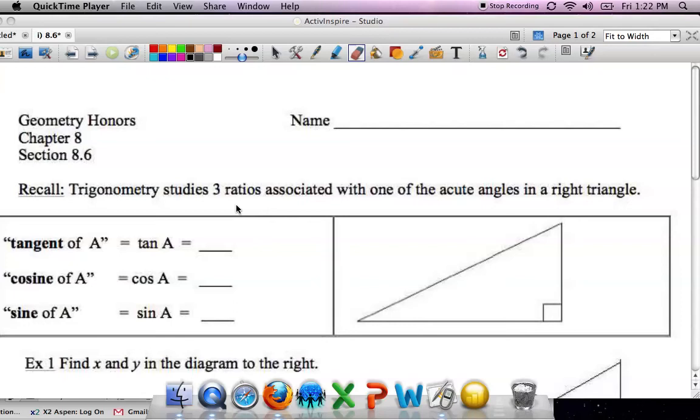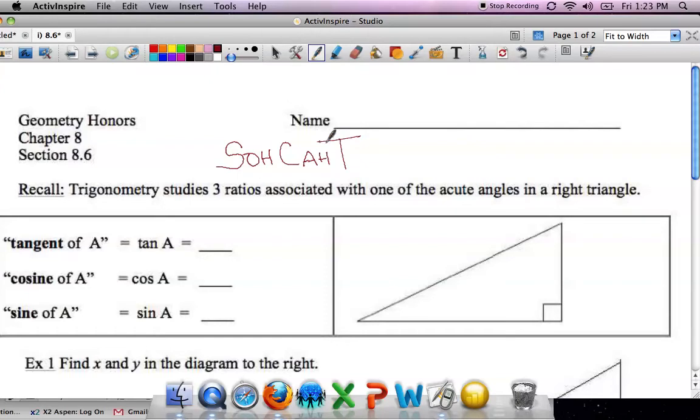Let's recall what we know about trigonometry. Trigonometry studies three ratios associated with one of the acute angles in a right triangle. The tangent of an angle is, so first we write down our acronym, TOA. This is just a way to remember the ratio relationships. The tangent is the opposite over adjacent.